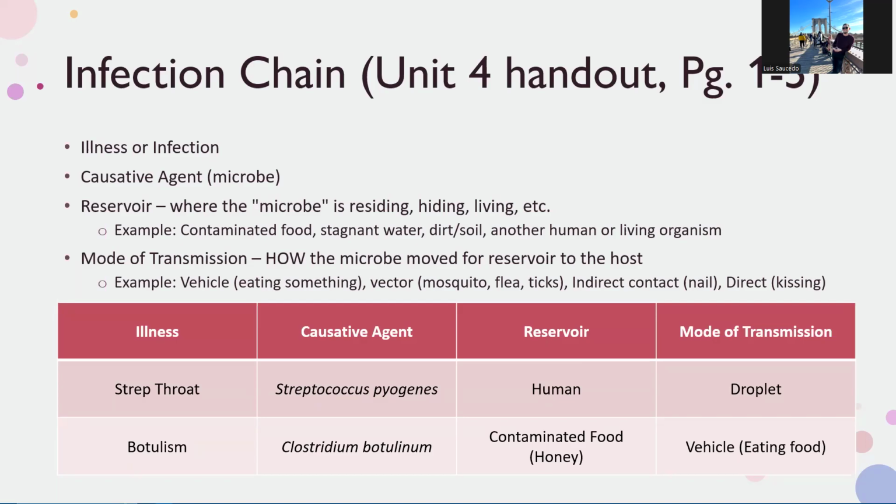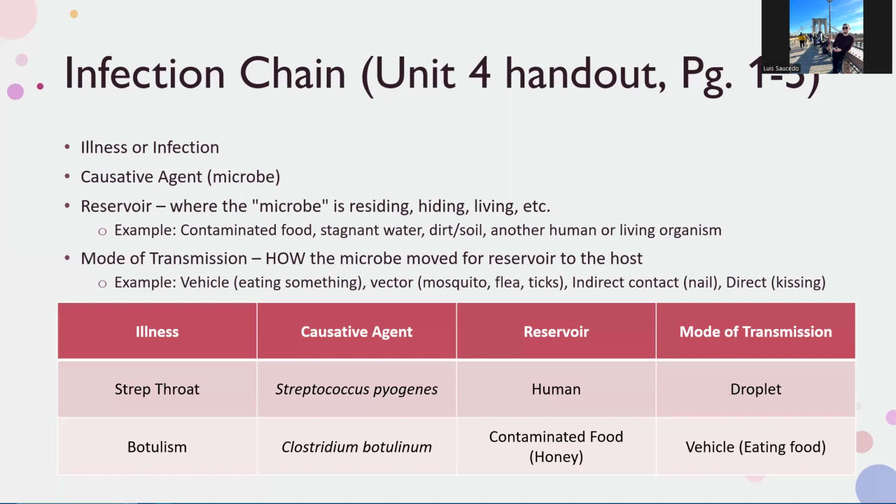It's the illness or infection, the causative agent, which in our class is always a microbe, the reservoir, so where the microbe itself is residing, hiding, or living. Some examples of that could be contaminated food, stagnant water, dirt, soil, another human being, or another living organism. And the mode of transmission is how the microbe got from the reservoir to the host. So our case is built on a person getting infected, so that would be the host. The mode of transmission is how did that microbe get into the host itself.